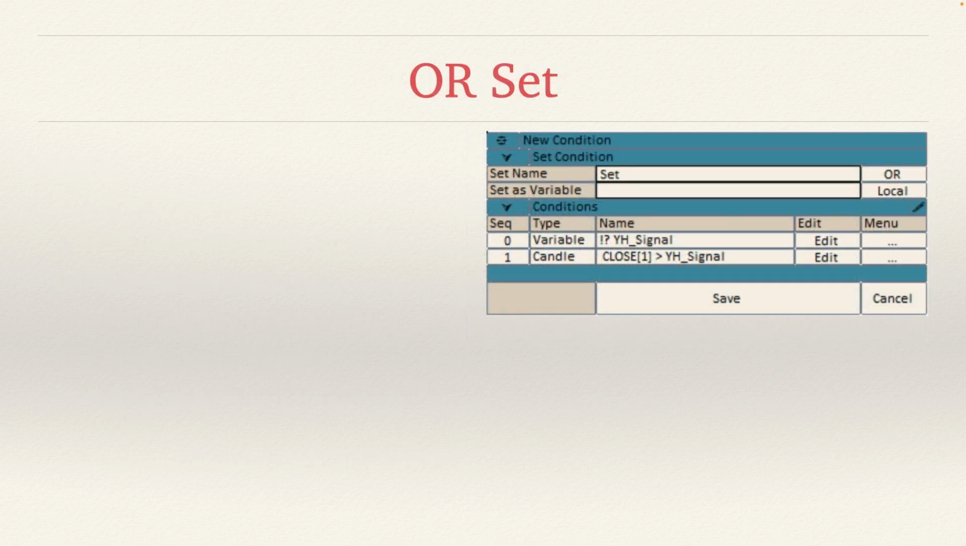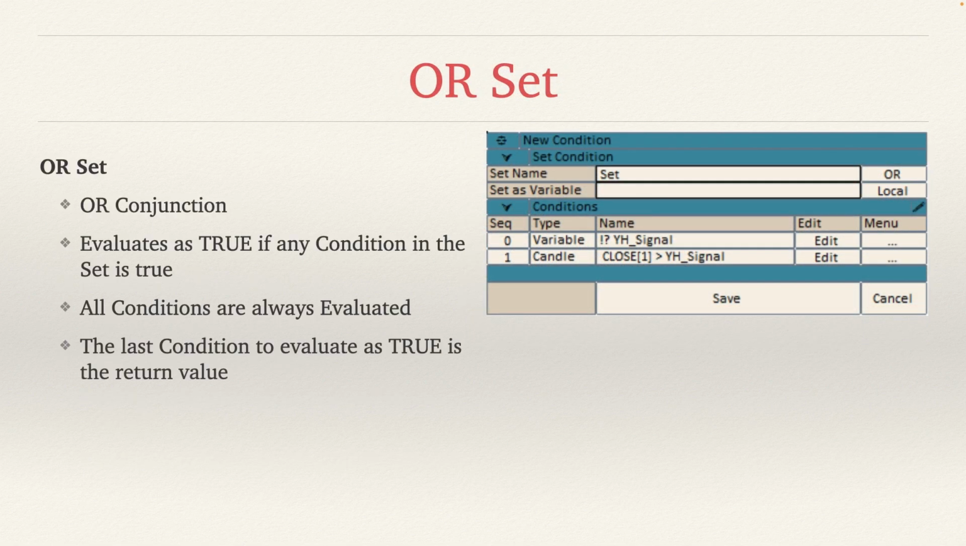Here is an OR set. Here I'm saying that either we don't have a variable called YH signal set in the variable space, or the close of the previous candle is higher than the value set in this variable. This is slightly different than just using the candle condition by itself, because this version will return true if the YH signal variable is not set, which the candle condition by itself would not do.